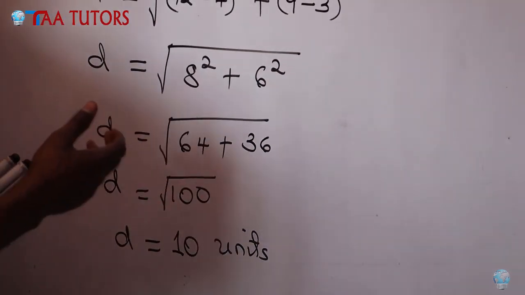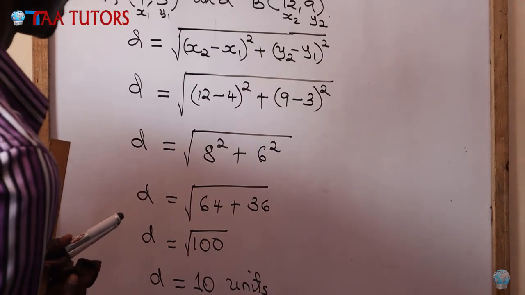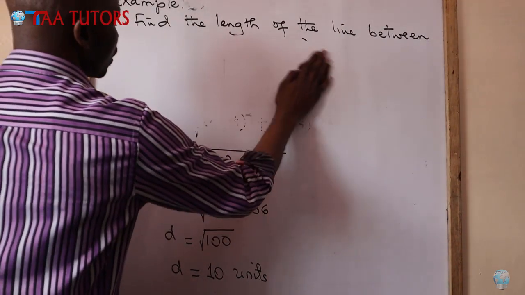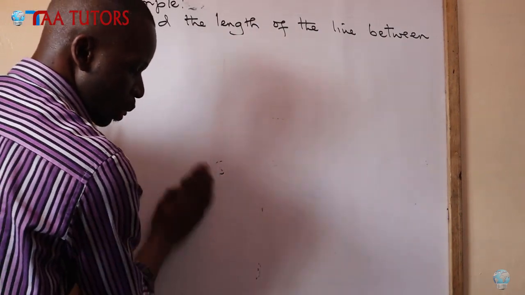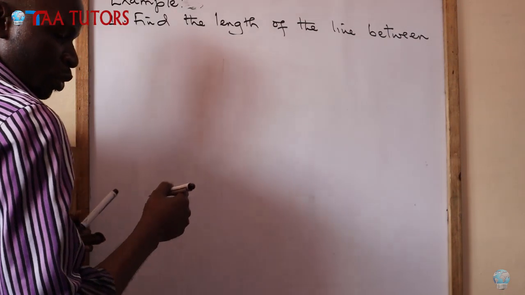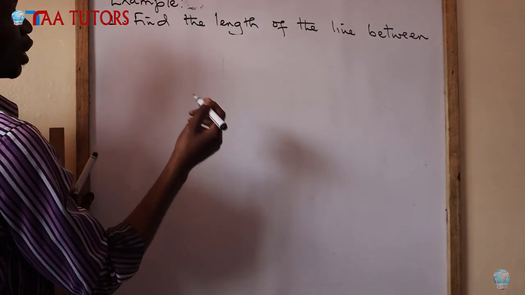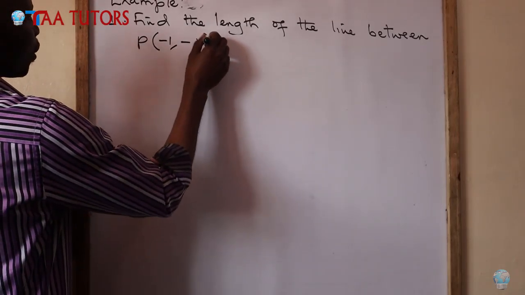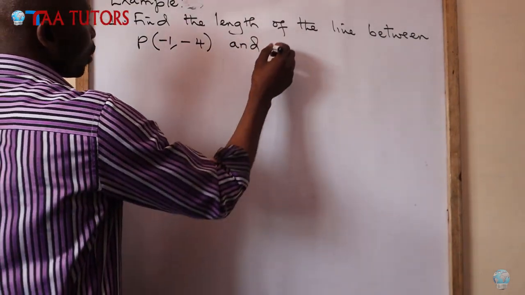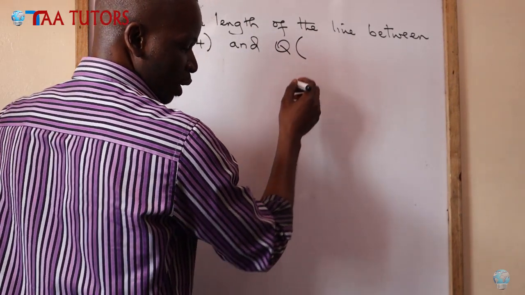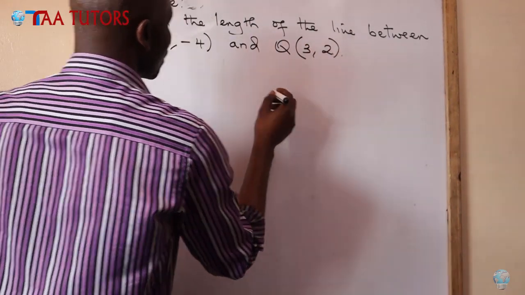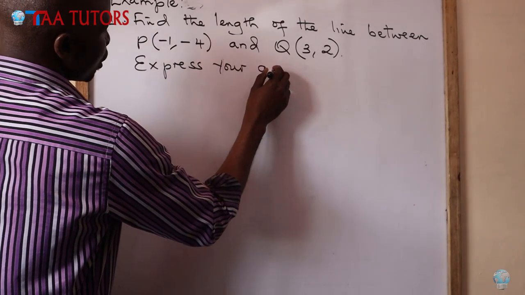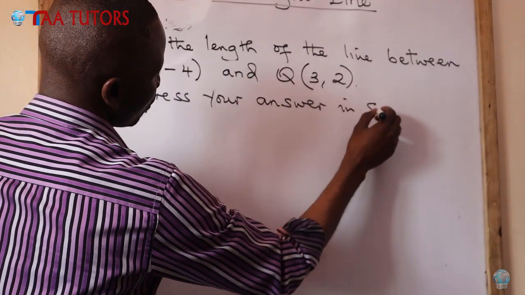So viewers, you see how it is very simple to get the length of a line between any two given points. Let's look at example 2. Example 2 is: find the length of a line between P, where P is (-1, -4), and Q, where Q is (3, 2). Express your answer in surd form.